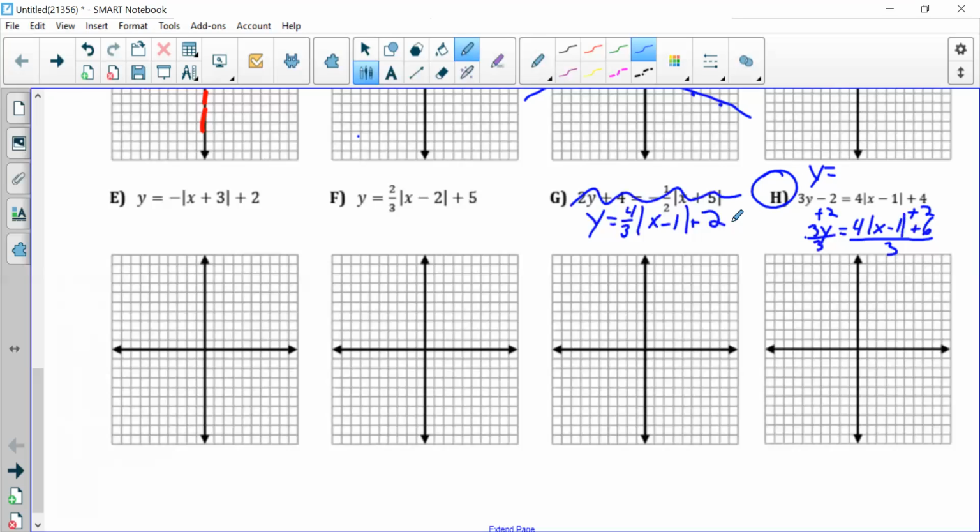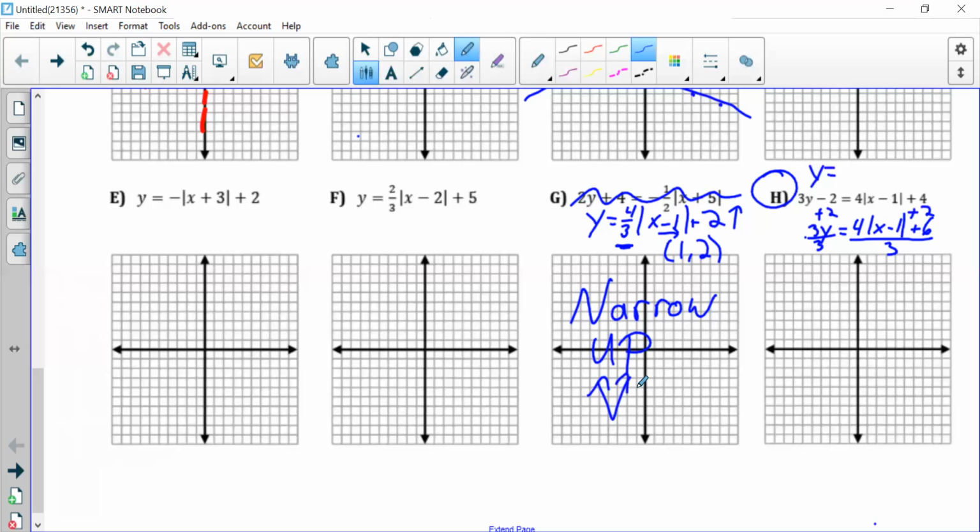So let's see, what do we know about it? Our vertex is going to be at +1, 2, because this says I shifted right 1. This says I shifted up 2. All right. We know our slope of our right-hand side is +4/3. This is actually bigger than 1. 4/3 is more than 3/3, which is 1 whole. So this is actually going to be narrower. The other thing we need to discuss is, does it open up or down? Well, the 4/3 is positive, so this opens up. So I'm going to have something that looks kind of like this when I get done.